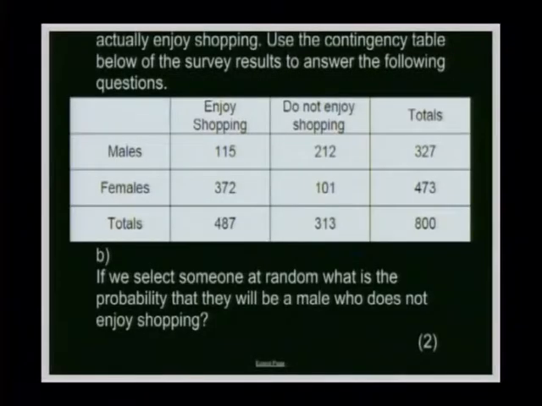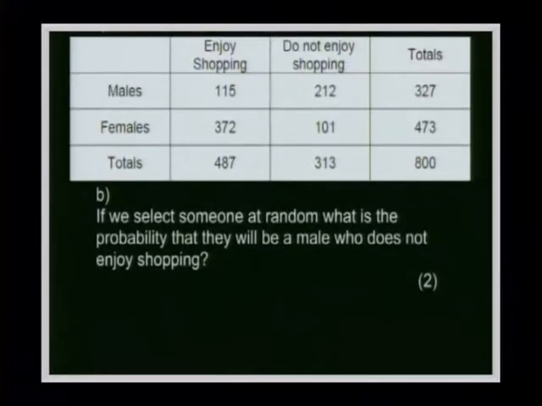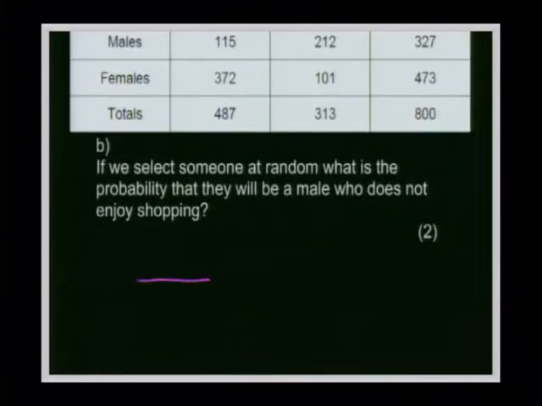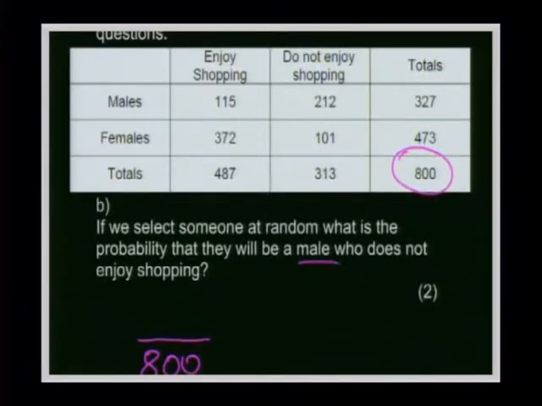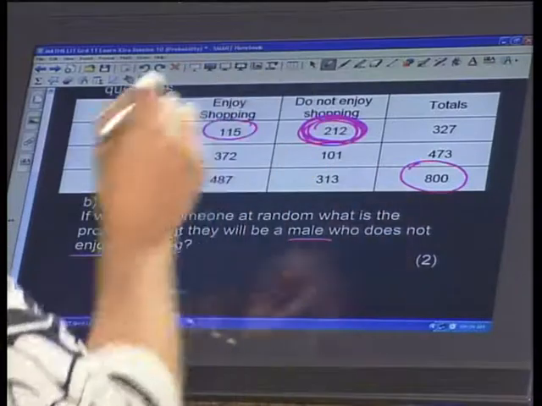If we select someone at random, what is the probability that they will be male who does not enjoy shopping? Again, my probability is out of my total possible 800, so that is my total outcome. I'm now looking for a male who does not enjoy shopping. So I'm going to look at the males. I've got those that did enjoy shopping, and these did not enjoy shopping. So it is not my 212 males total. I'm looking for very specific males who did not enjoy shopping.